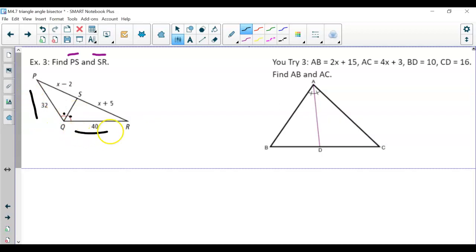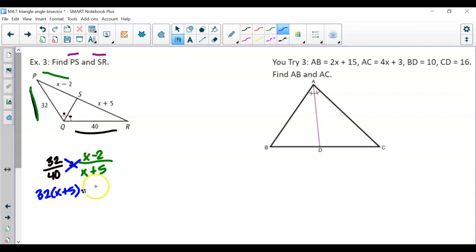So here we go. We've got our ratio, so 32 to 40 is equal to, so again, if we have 32 here in our numerator, then x minus 2 here. So x minus 2 to x plus 5. So now notice here, we're going to go ahead and cross multiply, right? So here I've got 32 times x plus 5, which is equal to 40 times x minus 2.